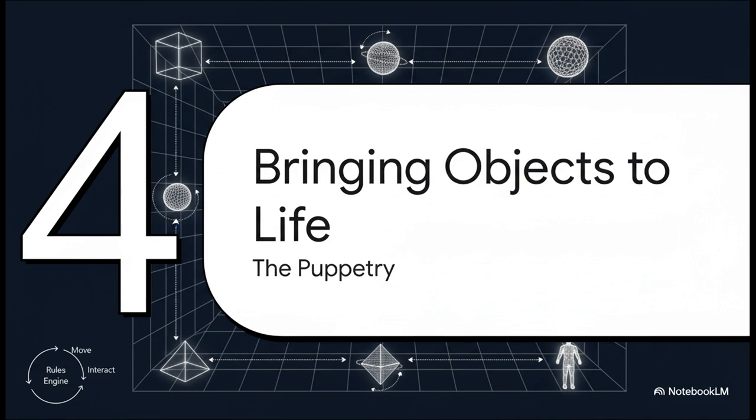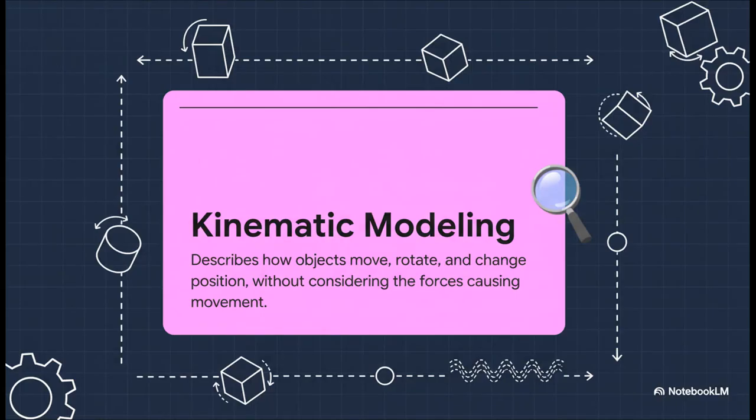All right, our object now looks real, but it's totally static. It's just sitting there. The next step is to make it move. This is the stage I like to call the puppetry. This is where we define all the rules for how objects can move, rotate, and interact with each other inside the virtual world. The science behind all this movement is called kinematic modeling.